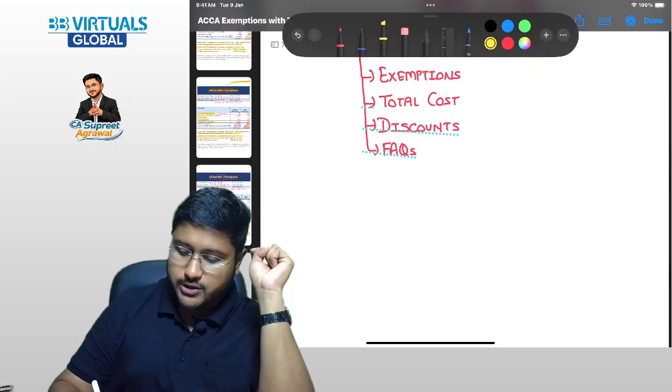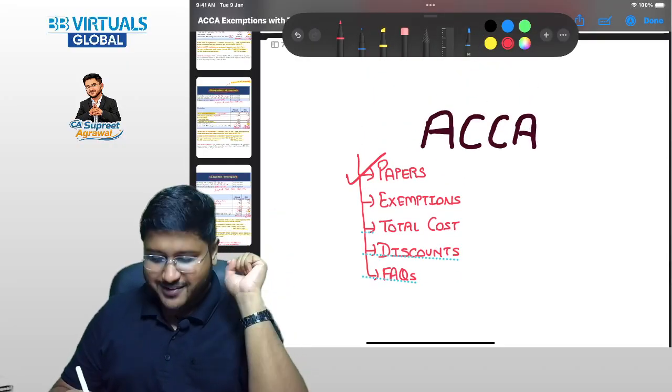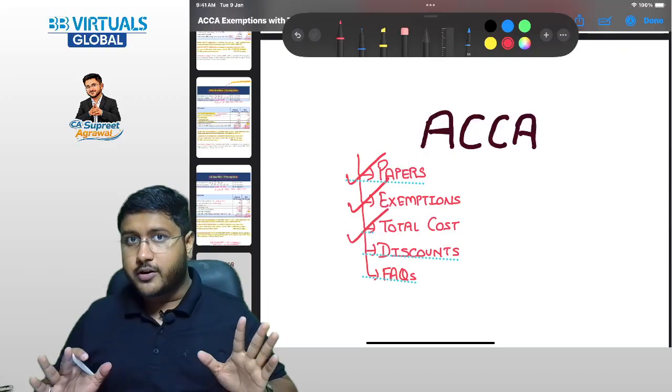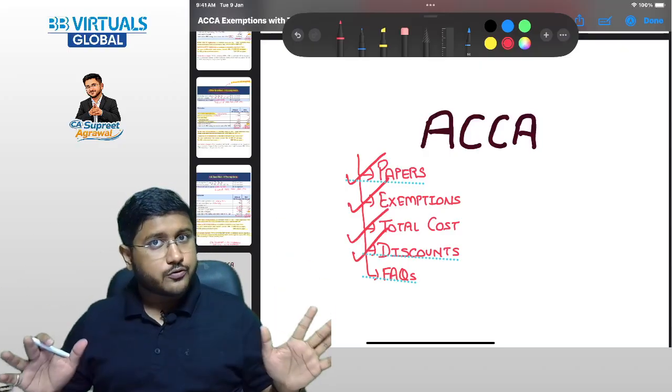So now let's go to our checklist. Did we cover the papers? Yes. Did we cover the exemptions for different categories? Yes. Did we cover the total cost for different categories? Yes. Did we cover the discounts for major categories?